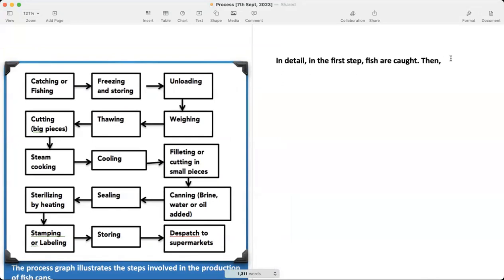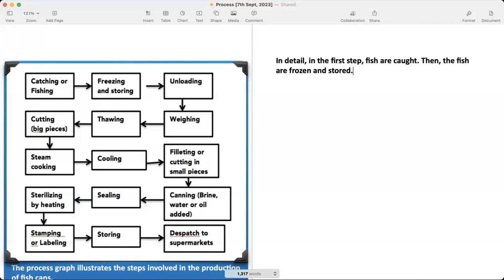Okay, so we don't start the sentence with the verb. Start the sentence with what you're freezing and storing. What are you freezing and storing? Fish, right? The fish are freezing and storing. Write the verb's third form. What's the third form of freeze and store? Frozen and stored. Is it clear? Then the fish are frozen and stored.